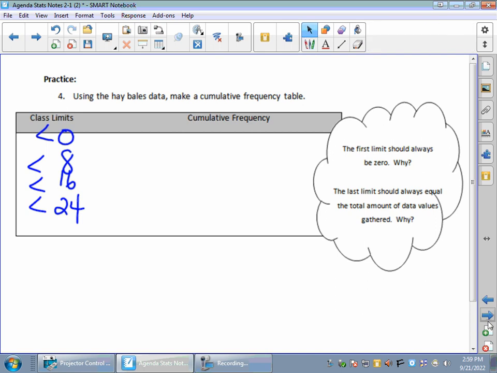Our first class limit, we're going to have nothing. And then we're going to add up how many pieces of data do we have less than 8? How many pieces of data do we have less than 16? So it's always going to get bigger as we go. Our final value, our last limit, should always equal the total number of data values because we've accumulated all those data values along the way. We'll talk about this as we go, but I did just want to touch on it so that you saw what that open-ended thing meant.